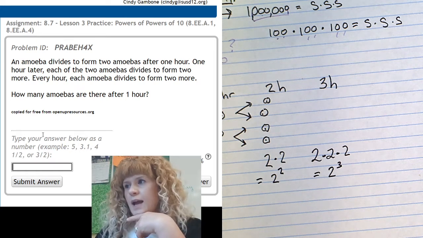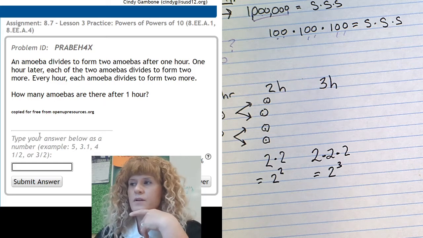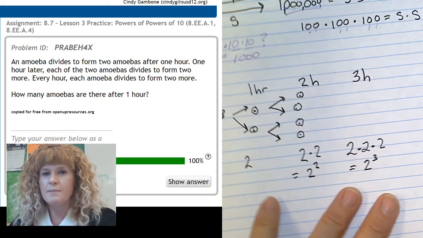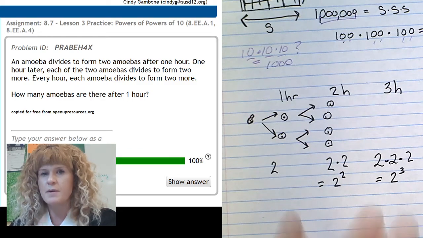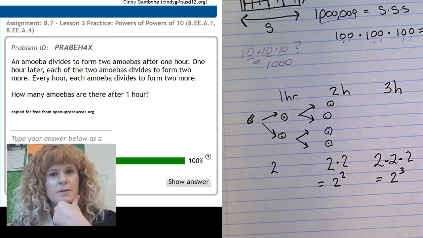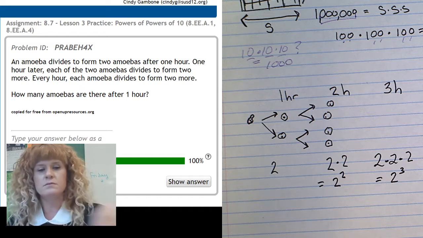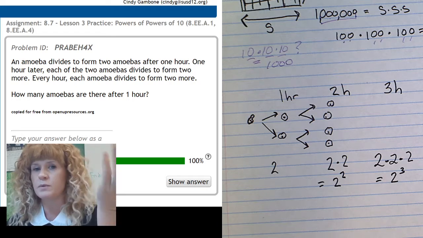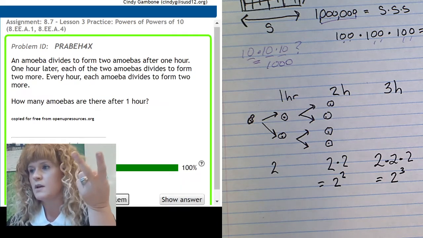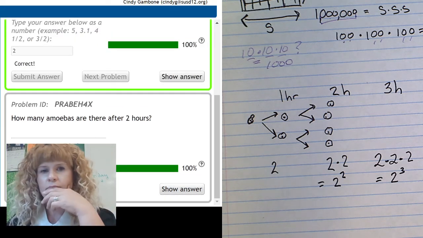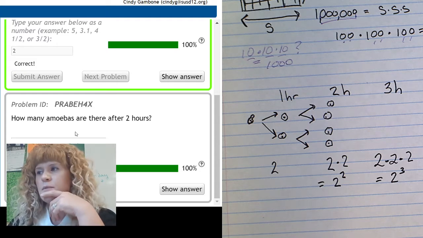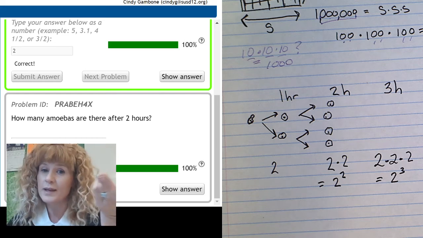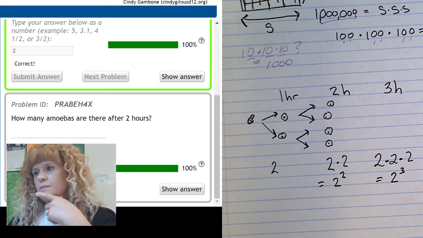Read the question. They ask you, how many amoebas are there after 1 hour? So I have it in my picture. I'm covering my answer because I don't want you to just copy me. Look at my picture. How many amoebas are there after 1 hour? It doubled only once, right? After 1 hour, it has only doubled once. There was 1 and it doubled. Submit your answer. Next question. How many amoebas are there after 2 hours? So now it has doubled twice. Submit your answer.